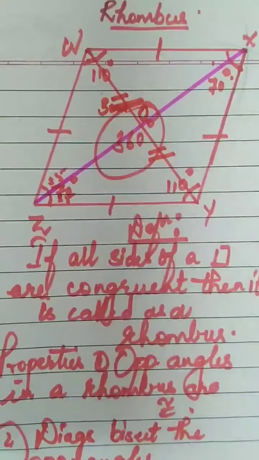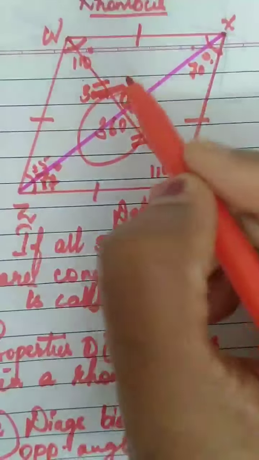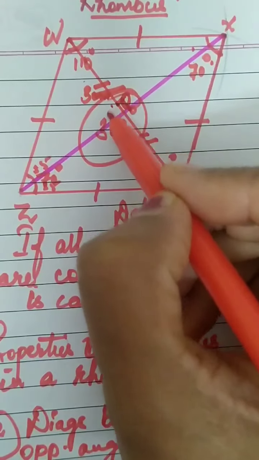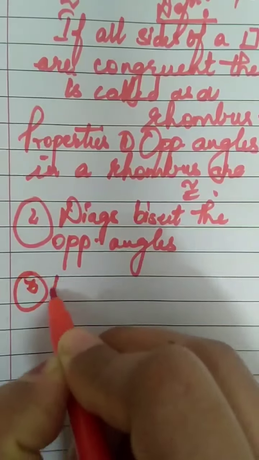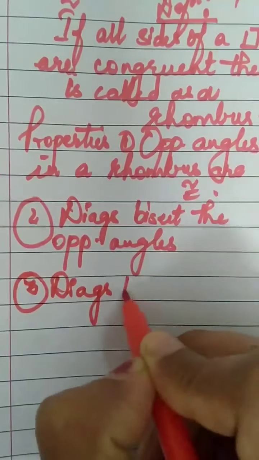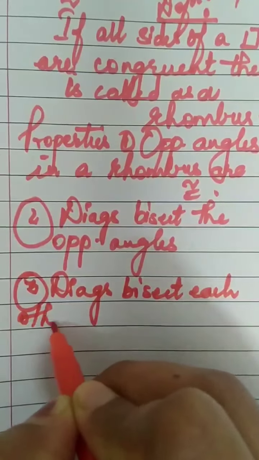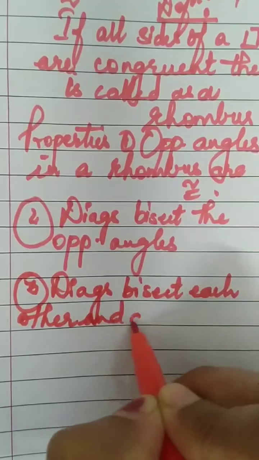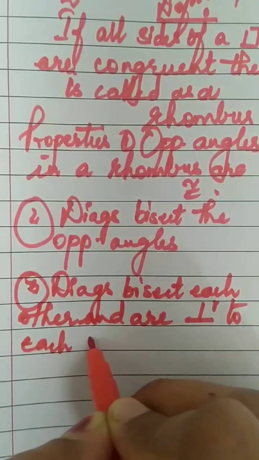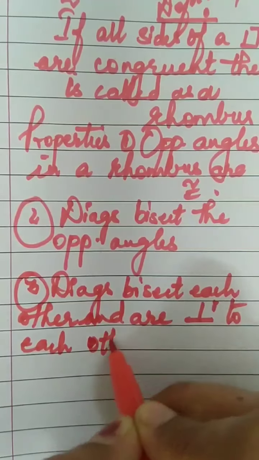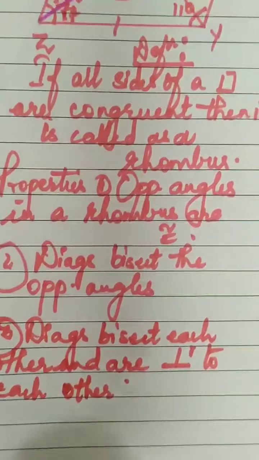Okay, so as you saw, the diagonals bisect each other. And also these angles which are formed are all 90 degrees, 90 degrees. So how will you write? Together, diagonals bisect each other. They divide each other equally. Diagonals bisect each other and are perpendicular to each other. Okay, so these are the three properties of rhombus.